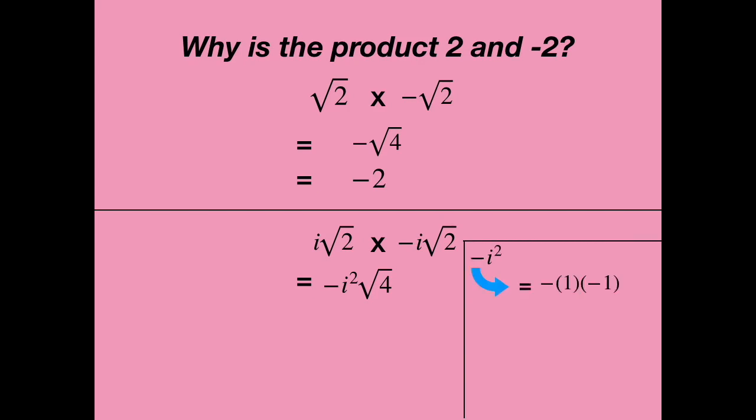Negative i squared is equal to negative 1 times negative 1. Simplifying that is just positive 1. Lastly, 1 times 2 is 2.